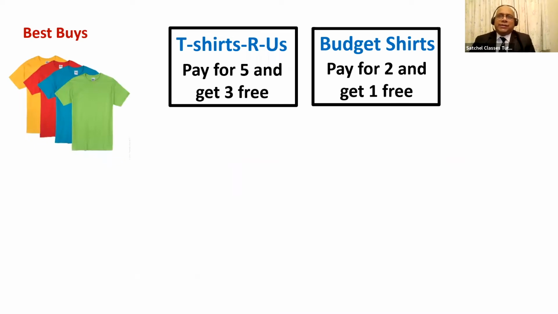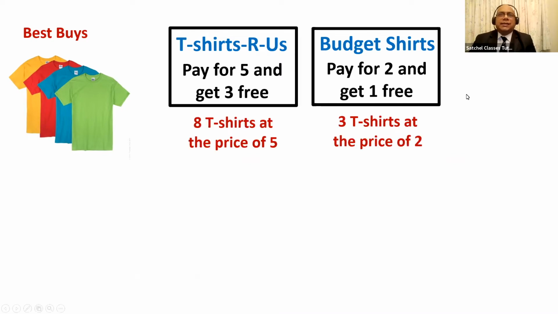Okay, what about this? We have T-shirts R Us, which says pay for 5 and get 3 free, and Budget Shirts, which say pay for 2 and get 1 free. So let's put the deal in a palatable form, something we can easily digest. You pay for 5 and get 3 free, which means you're going to get 8 T-shirts for the price of 5. Likewise, in the second case, you're paying for 2 and you get 1 free. So you're getting 3 T-shirts for the price of 2.